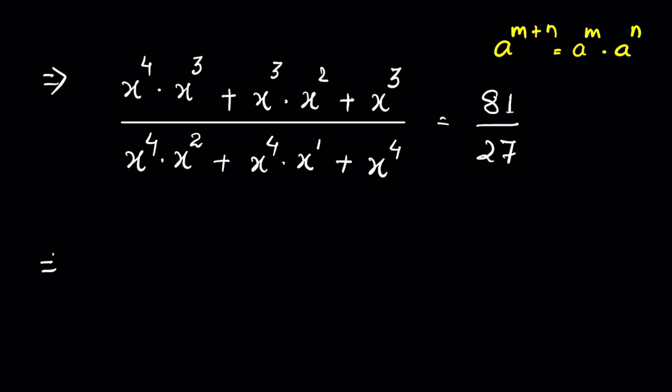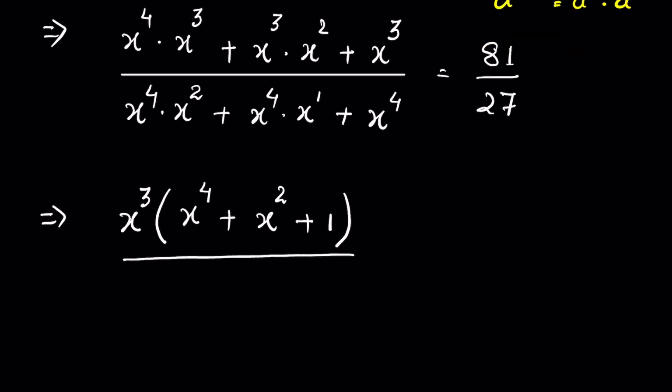Now in the numerator we can take x to the power 3 common and write x to the power 3 parenthesis x to the power 4 plus x to the power 2 plus 1, then upon here we can take x to the power 4 common, so x to the power 4 times x square plus x plus 1 is equal to 81 upon 27.